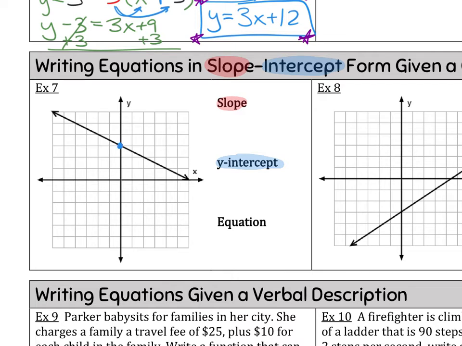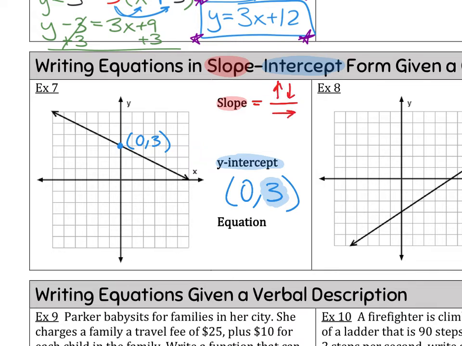3. 0, 3, right? So the y-intercept is 0, 3. Specifically important is this number. Can anybody look at that graph and tell me what the slope is? What are we looking for on a graph to find slope? Negative 1 over 2?